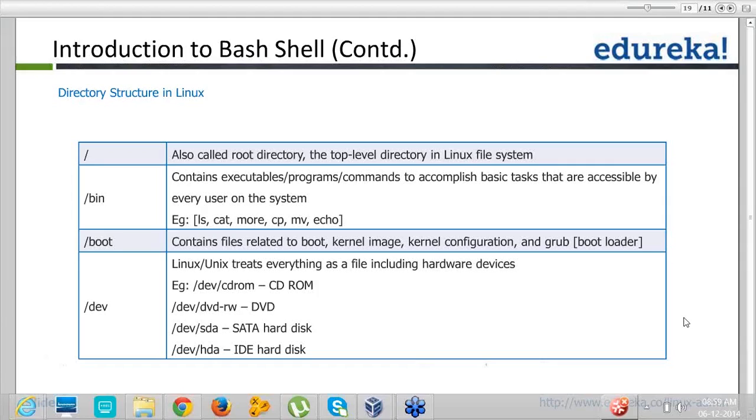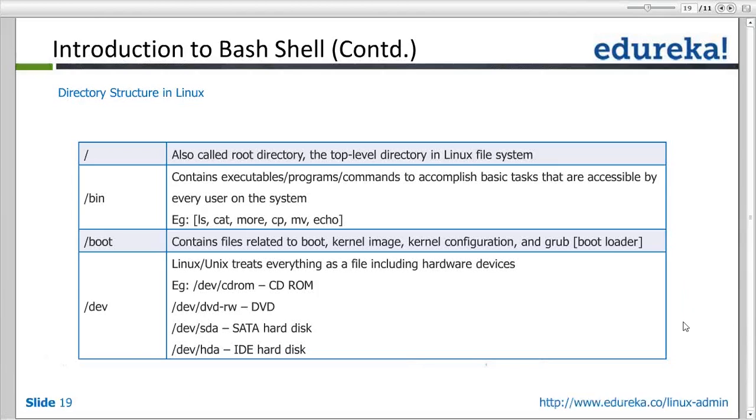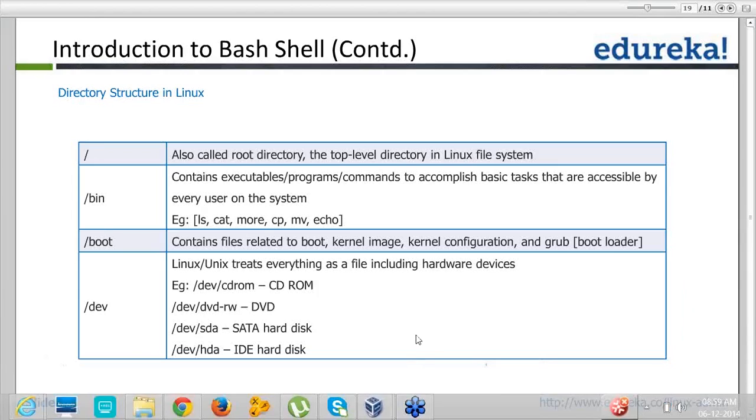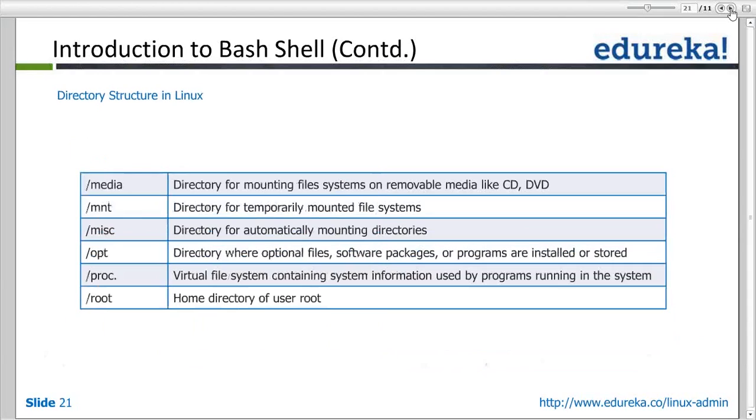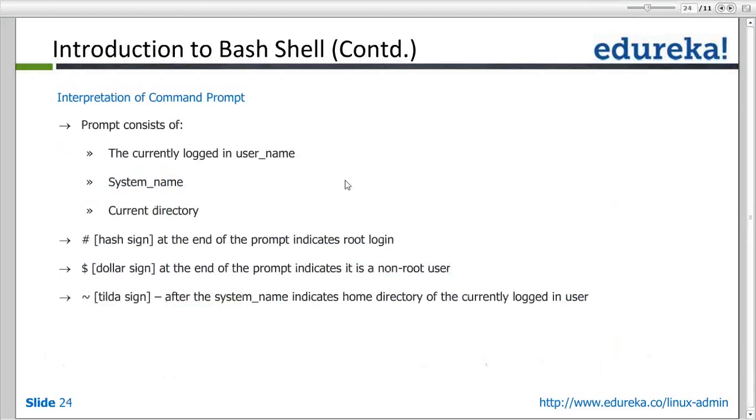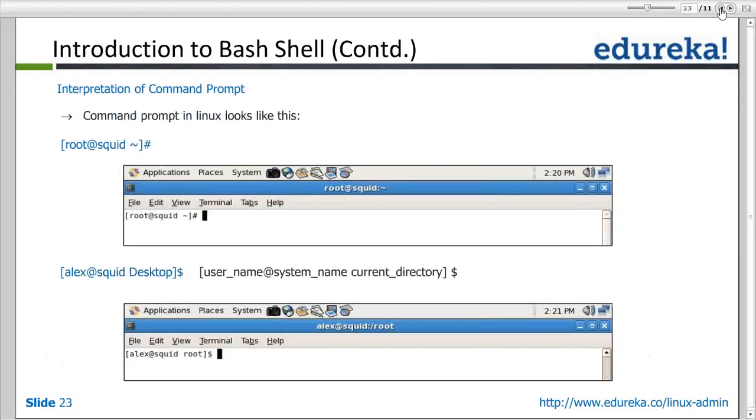Similarly, you have SDA, HDA. I hope you know what these are: SATA hard disk, or the IDE kind of disk. So all the hardware related files are present here. etc is your configuration files. lib is for library files. Okay, please go through all this. After you finish your installation, spend some time going through all these folders, to see what kind of binaries are present.